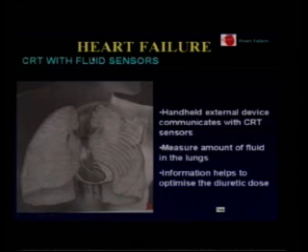Then CRT with fluid sensors, which you can see here. The sensors are here. What do you mean by the fluid sensor? There is an external device which communicates with the CRT sensors, and they measure the amount of fluid in the lungs. That is how the lungs are being shown here. This means that you can optimize the dose of diuretics and reduce hospital visits, as the patient's hospitalization is not required.